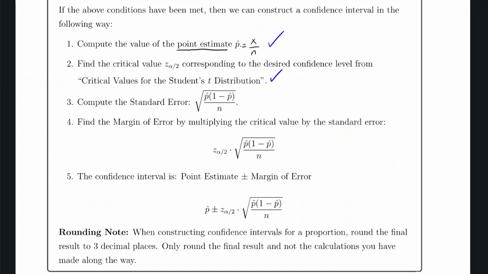Next, we compute the standard error, and this is the square root of p hat times 1 minus p hat, all divided by n.